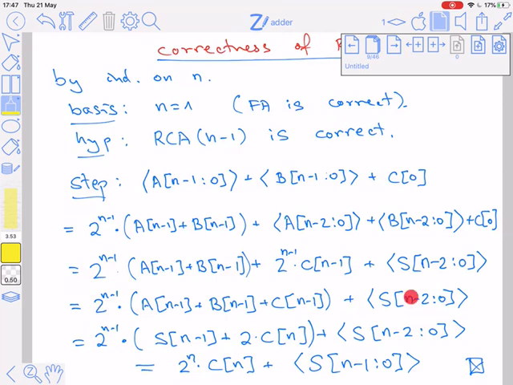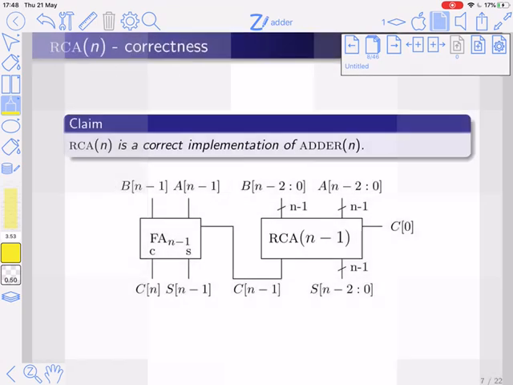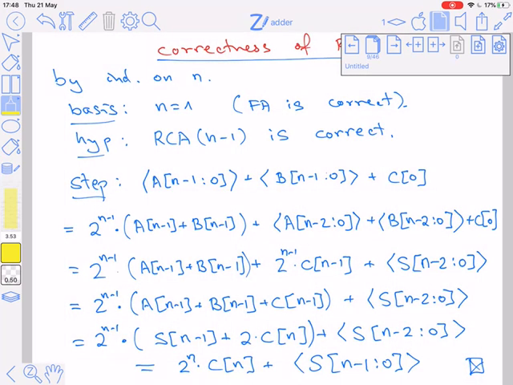Okay, this part we copy. And now we look at these three bits. What do we know about these three bits? An-1, Bn-1, and Cn-1. Well, these are the bits which are fed to the last full adder. And the last full adder, we know what its functionality is. So we can replace these three bits by Sn-1 plus 2 times Cn, because this is the functionality of the full adder, the last full adder.